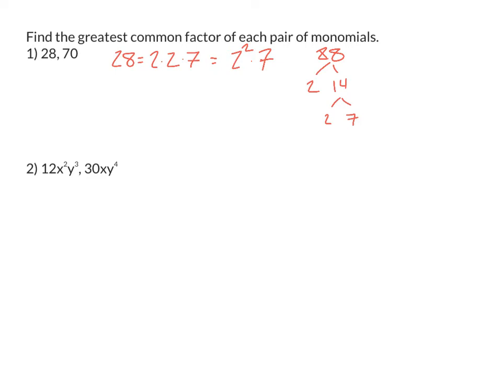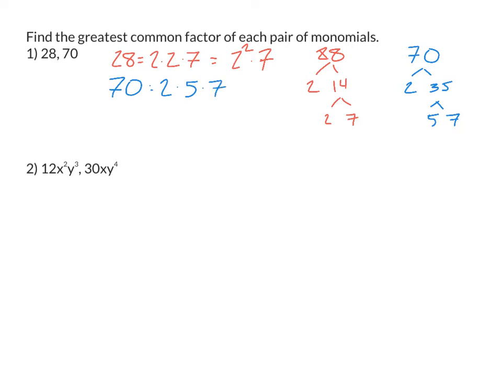Alright, if I'm looking at the number 70, 70 has a 2 that goes into it, leaving us with 35 when we divide out the 2. 35 is not prime. That can factor out a 5 and a 7. So 70 is the same as 2 times 5 times 7.